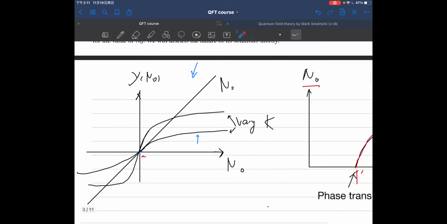You can see that for K quite small, there is only one solution, n equal to 0, which means there is no magnetism. The spins are quite random. But when you vary K to a large K, you can find that there is a nonzero solution. You need to compare the free energy of the solutions, and finally you will find that these two solutions have the minimal free energy. But you need to choose one among them.